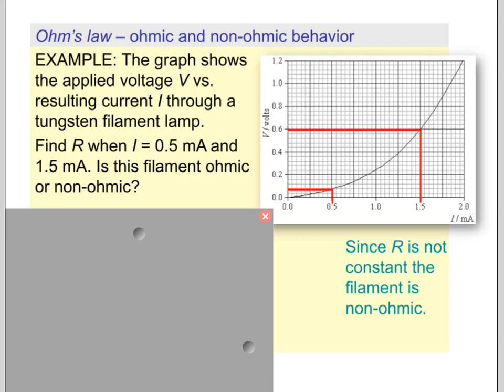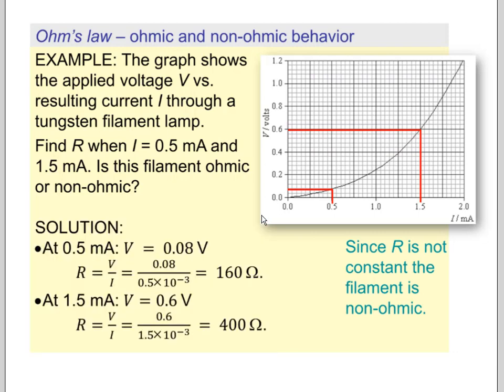Well, right away we should see that this is non-ohmic because it has a curved relationship. So that's the first piece. But the part that's really interesting is if you draw little lines up from 0.5 and take them over to find the voltage on this left-hand side, and you do the same with 1.5.